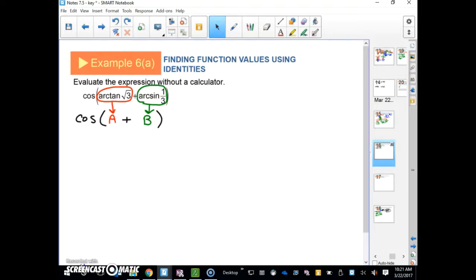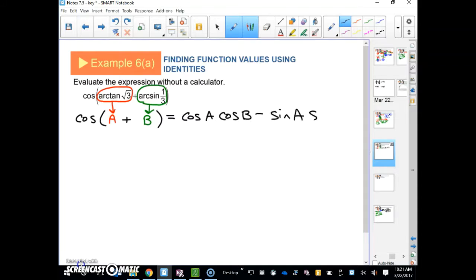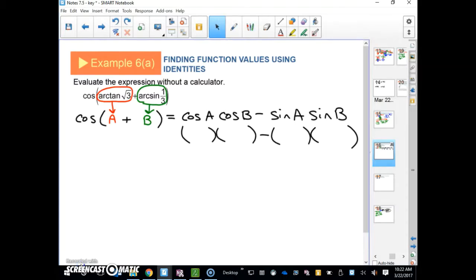You've got a cosine sum. And so look at the cosine sum formula. Find the cosine sum formula. It says cosine of the first one, cosine of the second one, minus sine of the first one, sine of the second one. So we've seen this problem before. We've done this, I forget if this was section 7.3 maybe, but we had 4 holes to fill in. And that's what we're going to have to do. We're going to have to fill in those 4 holes and then simplify.